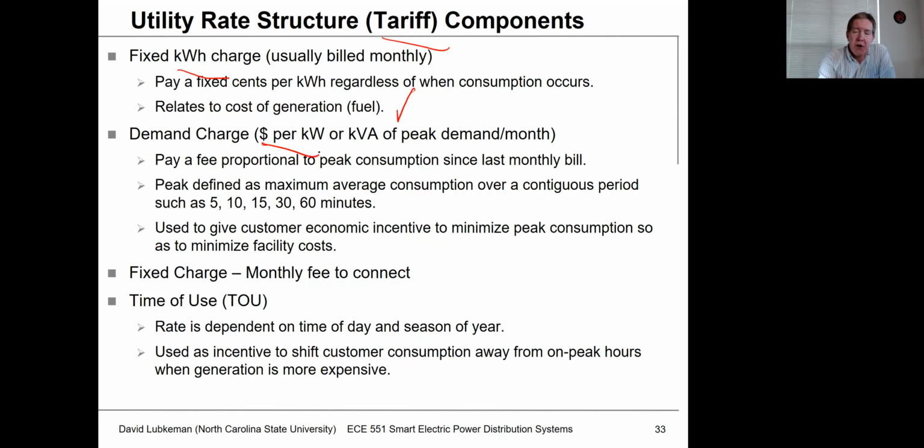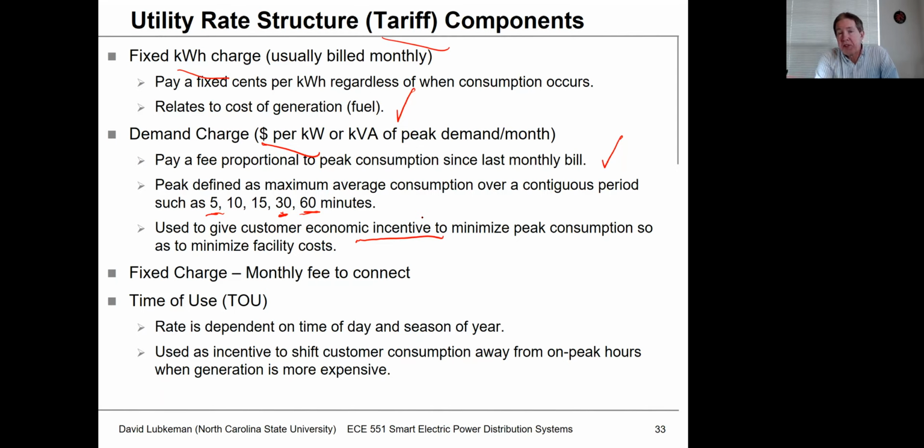There's going to be a demand charge. This is normally dollars per kilowatt or dollars per kVA of the monthly peak demand, which we talked about earlier. This would be done on a month-by-month basis. They look at the consumption over the last month and pick out the maximum demand. Again, this could be on a 60-minute interval or a half-hour interval, or all the way down to 5 minutes. This is a mechanism to induce the customer to minimize their peaks, to give them some incentive to do that.